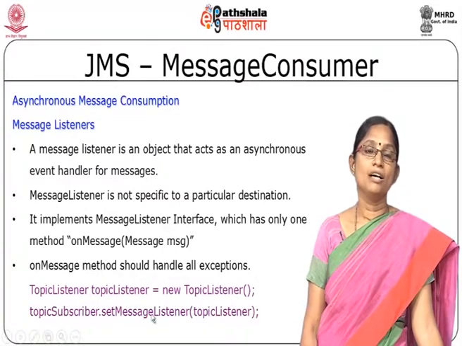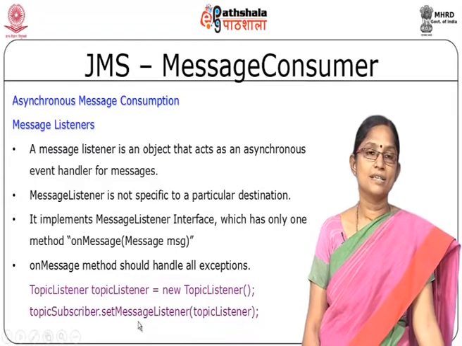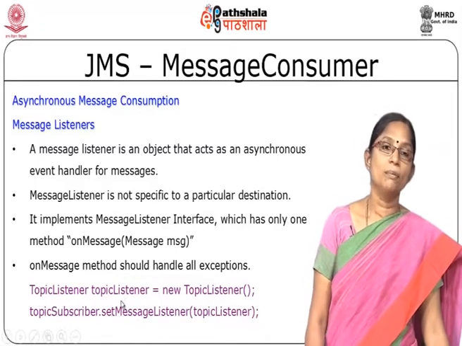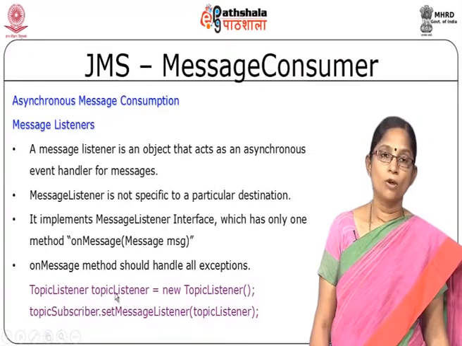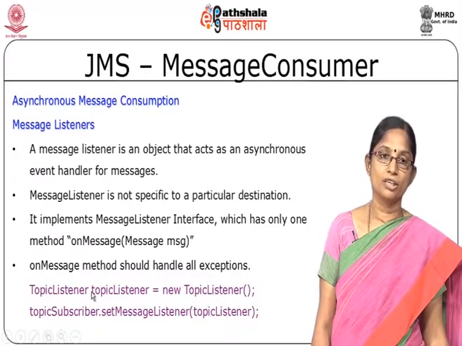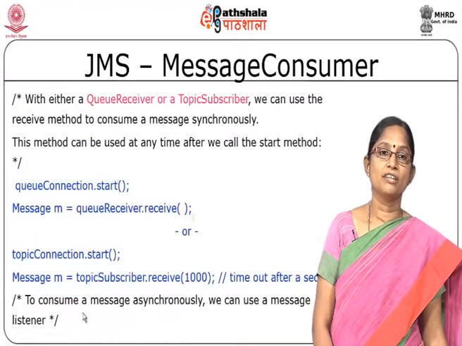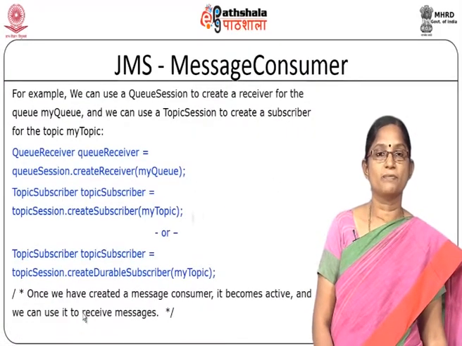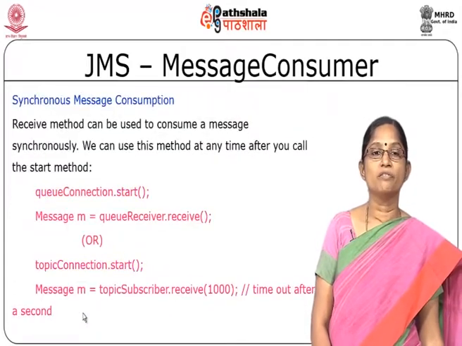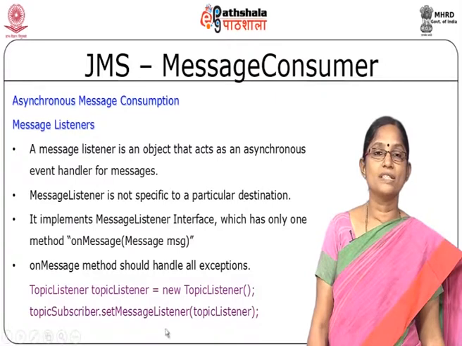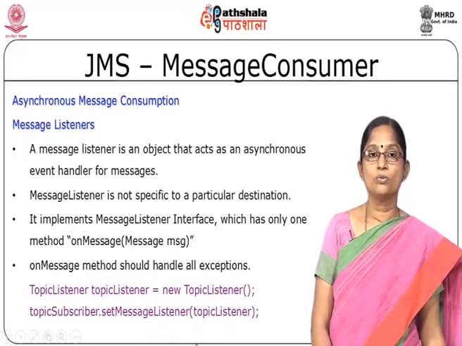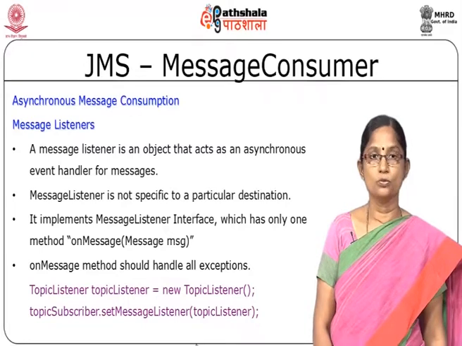Now, let us see an example of how to invoke a message listener over the topic subscriber. Topic listener is again an object, created from the class of topic listener. This topic listener has been sent as a parameter to invoke the method setMessageListener, and setMessageListener has been invoked over the topic subscriber. Topic subscriber is what we have seen earlier. Over the topic subscriber, instead of the receive method, here we are going to call setMessageListener of topic listener. This is the usage of message listener with respect to the message consumer.